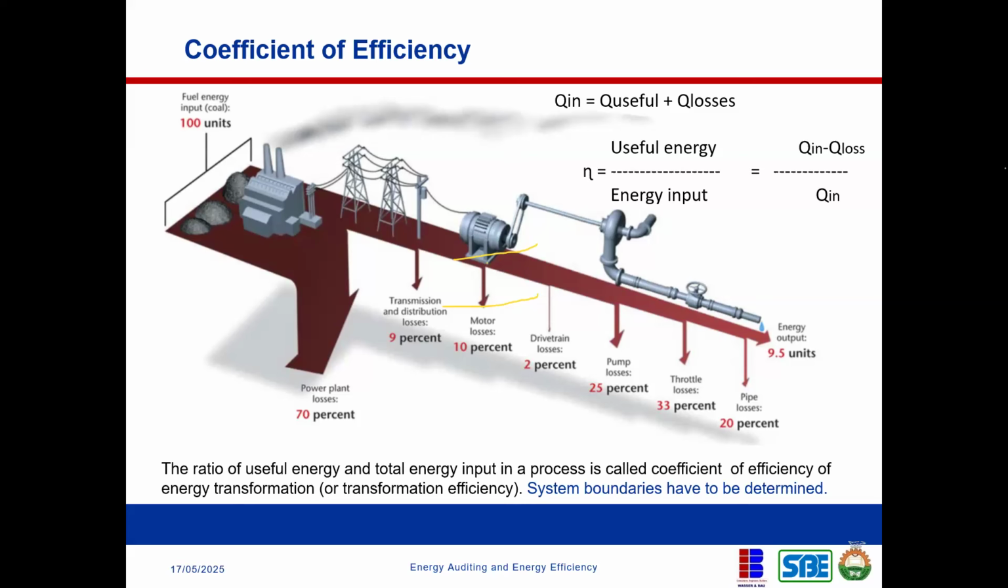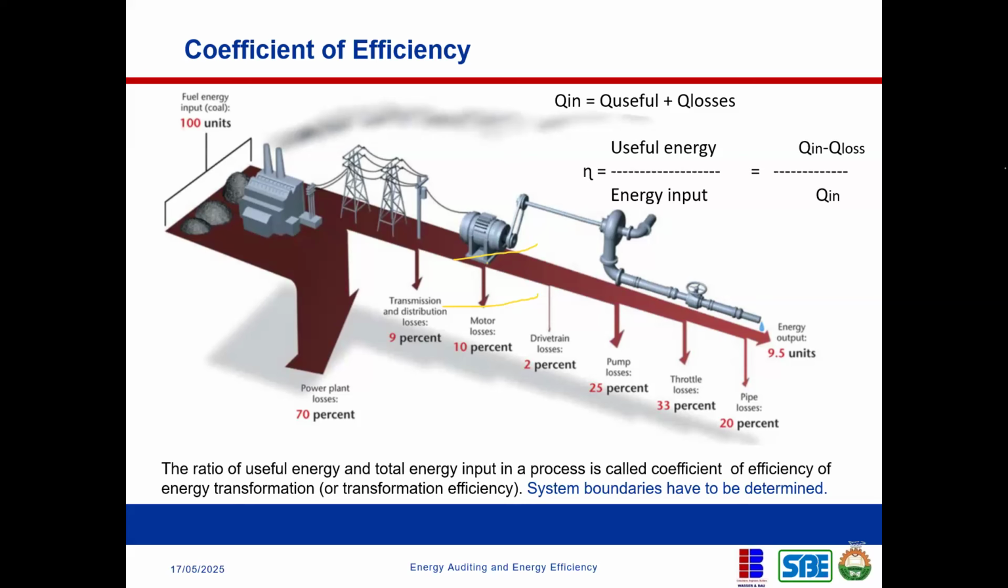Now, if you want to calculate the efficiency of this system, you're going to say this 9.5, which is the actual end use energy, divided by 100. And when you do that, what do you get? I want you to quickly do that. 9.5 divided by 100, what do you get? It's a very simple calculation. You get 0.095, correct? Yes. So in percentage, the coefficient of efficiency is 9.5%.